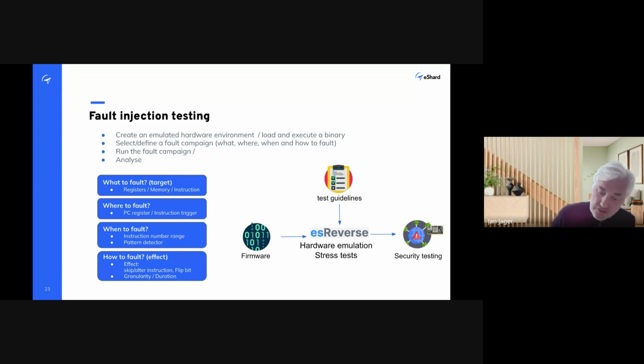The next step is to select a fault campaign, including a fault model. So you need to think of what to target, like registers, memory, or instructions that you want to target with your attack. Where to fault, so the program counter or an instruction trigger that you want to tamper with. And you need to think about fault timing, so when to fault, and maybe also the instruction range that you want to target. And of course, how to fault. So choose the fault model like instruction skip or bit flip or some kind of timing and duration of the attack. So these are all variables that you can set in our fault injection testing. And I think in the demo, we will dive into that a bit more, and you can see how that would work in practice.